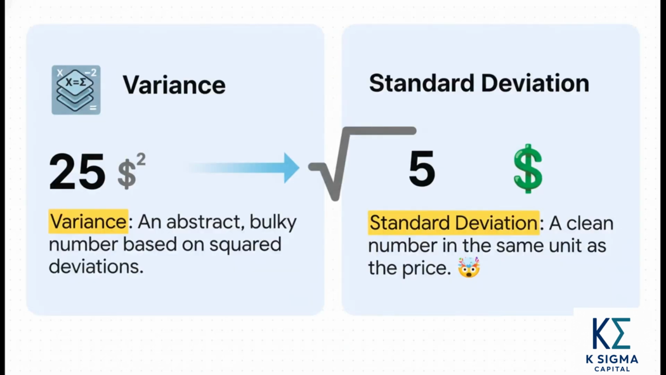Now, you might also hear the term variance. Just think of it as standard deviation's older sibling. In fact, standard deviation is just the square root of variance. So why bother with the extra step? It's simple, really. Standard deviation brings the number back into a unit we can actually understand, like dollars for a stock price. It's way more intuitive, whereas variance gives you a number in dollars squared, which is, well, pretty hard to wrap your head around.